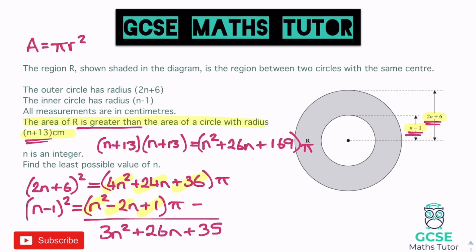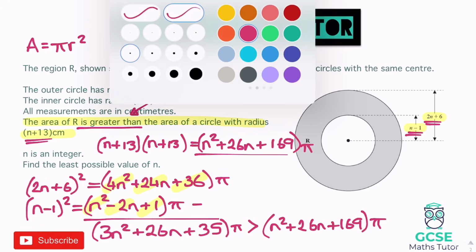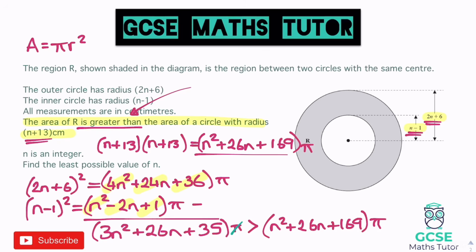Now coming back to the question, it said that that region there is greater than the area of the circle with radius n plus 13, which we've worked out just above. So what we've got is that this area here, which obviously also has pi with it, because we haven't got rid of the pi yet, is going to be greater than the area that we have here. So the n squared plus 26n plus 169, and that's with pi. Now because we've got pi on both sides, we can just divide both sides by pi, so we can just get rid of those pi's, and we can start working on solving this.